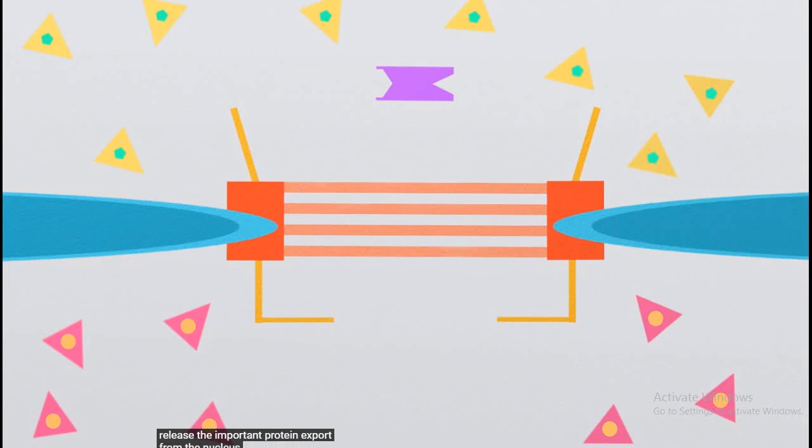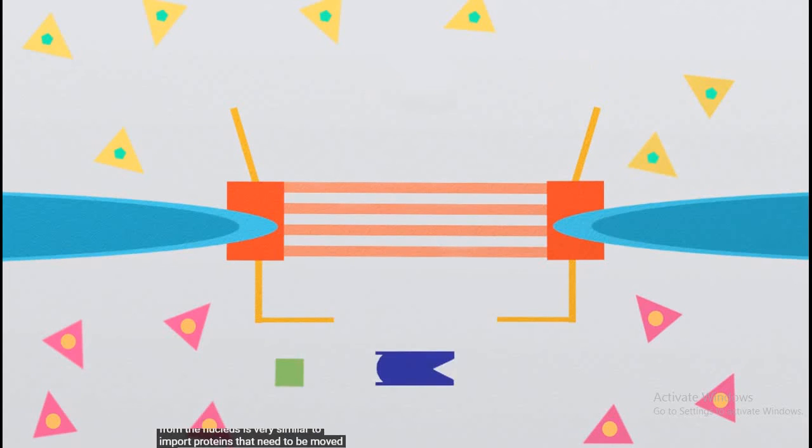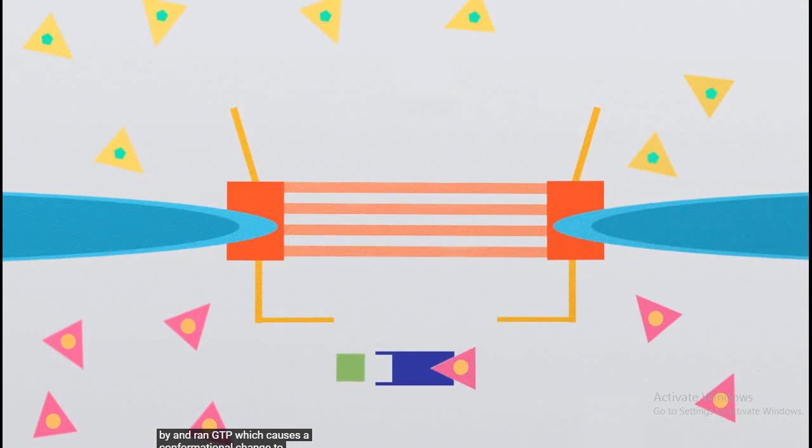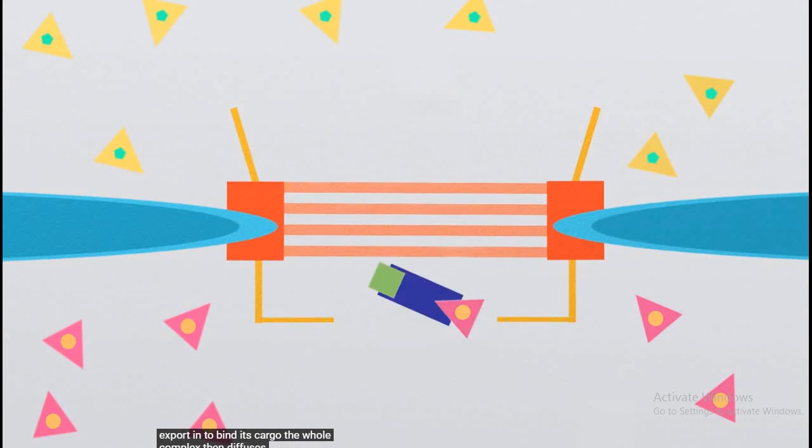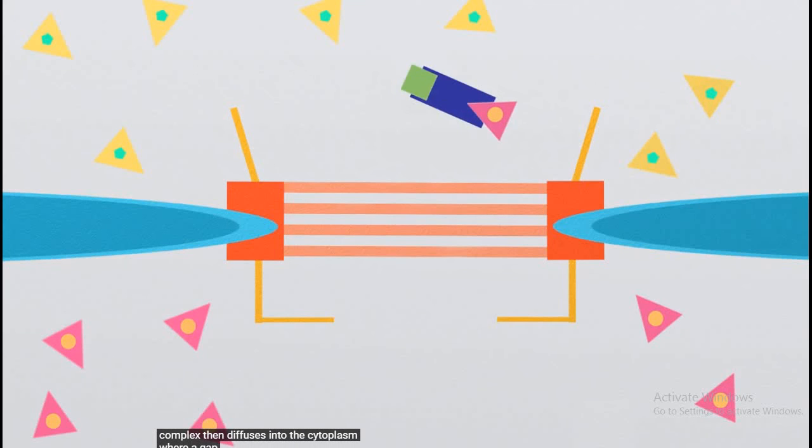Protein export from the nucleus is very similar to import. Proteins that need to be moved out of the nucleus contain a nuclear export signal that is bound by an exportin. Exportins found in the nucleus first bind RAN-GTP, which causes a conformational change to allow the exportin to bind its cargo. The whole complex then diffuses into the cytoplasm, where RAN-GAP activates RAN-GTP hydrolysis, causing the exportin to release its cargo.